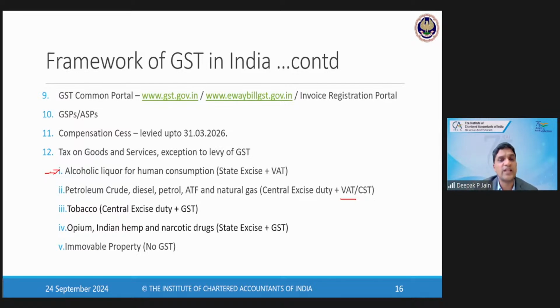Can the manufacturing state and the consuming state both have to pay GST? No, only one state has to pay. So once you sell something, once you make a supply, you collect the GST. If a few percent of alcohol is used to prepare a sanitizer, is it GST exempt? No, because that is not for human consumption, that's for industrial consumption.